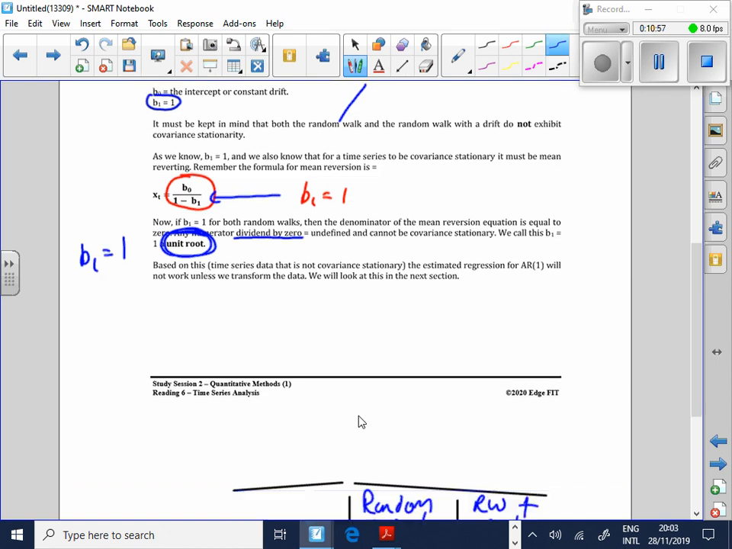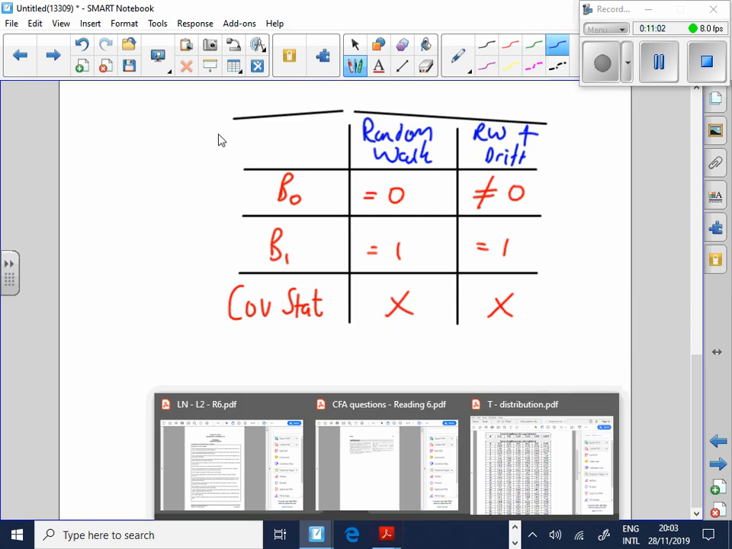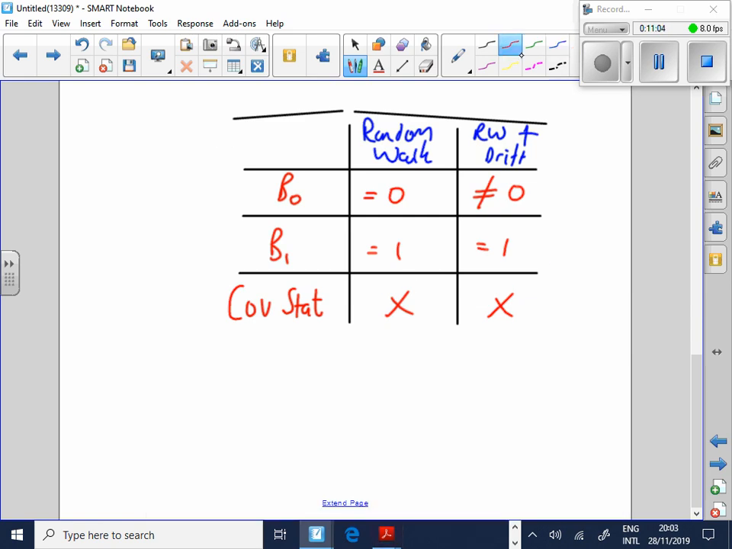If I take you back down here and expand our table a little bit, the unit root: yes, yes. Happy with that? That makes sense. That's the end of your table.